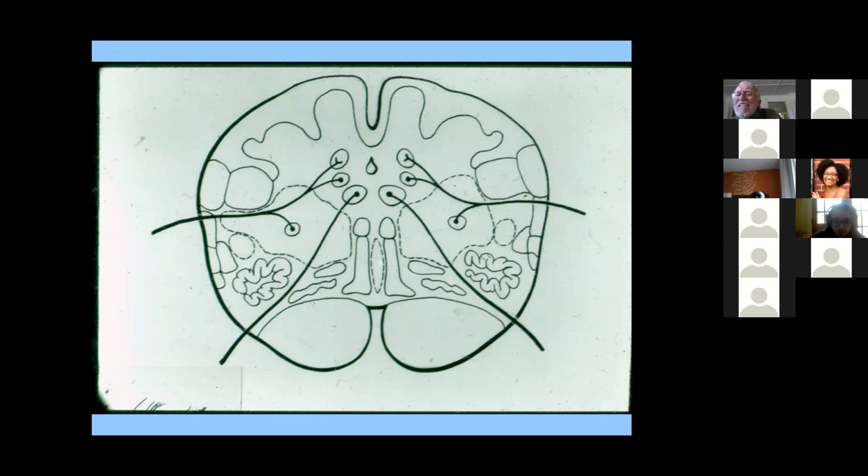But what does Hokfelt discover? What he basically discovers is that some of the cells, subpopulations of some of the cells that are immunopositive for serotonin, are also immunopositive for substance P. And then some of the cells are immunopositive for serotonin and TRH. And then even some of the cells are immunopositive for serotonin, substance P, and TRH.